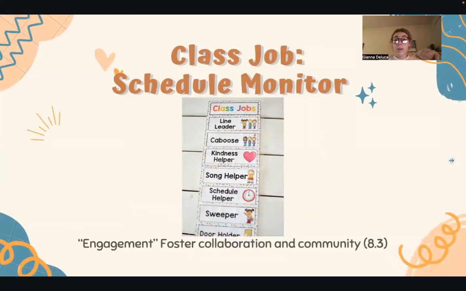So one of our class jobs could be a schedule monitor. So that's where the arrow comes along. The arrow will be moved to whatever subject we are at in the day. And if a teacher forgets to move it, the schedule monitor will quietly walk up, move the arrow to where it needs to be, and go sit down. Again, this fosters collaboration and community, gives students a sense of pride, helps students recognize that the teacher is in charge, but it is everyone's classroom, and you have a reason to be there, and you have a reason to be helpful.